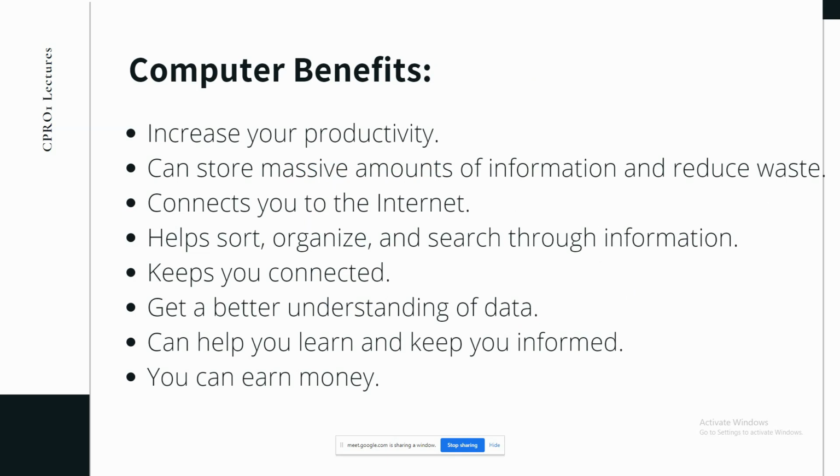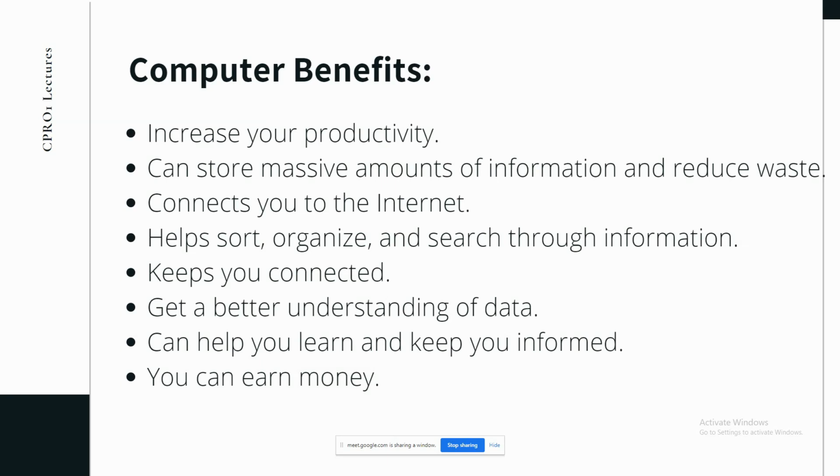So some are increasing productivity, storing massive amounts of information, and at the same time reducing waste, in a way that instead of printing output on paper, you can just keep a soft copy. The term is soft copy, input in the computer, and we just access it there. So without printing a paper copy, we just store it in digital copy so we can access it at any time.